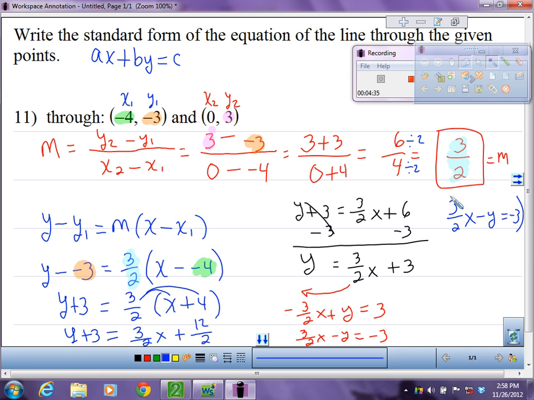So now I'm going to multiply everything by my denominator, which is, in this case, 2. Because that's the only one. So that's my common denominator. Cancel the 2's, leaving you 3x, right? Or 6 divided by 2 is 3. 2 times negative y gives you 2y. And 2 times negative 3 gives you negative 6. And now you're finished.